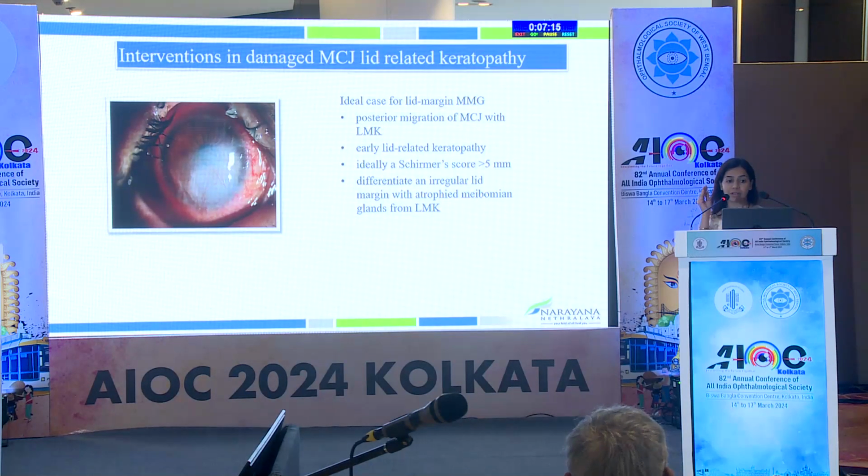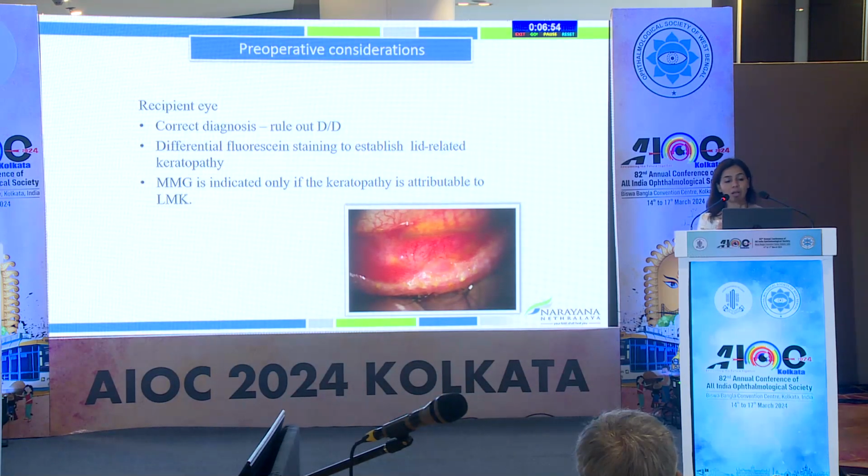And of course, very importantly, you have to differentiate between atrophic meibomian glands and the keratinization which you saw. You remember the photograph of the keratinization. Atrophic meibomian glands just look like you can see the meibomian glands, but they sort of start to fork, and have a completely different anatomy. So that's not keratinization. When we are planning a mucous membrane graft on the lid, rule out any other differential diagnosis.